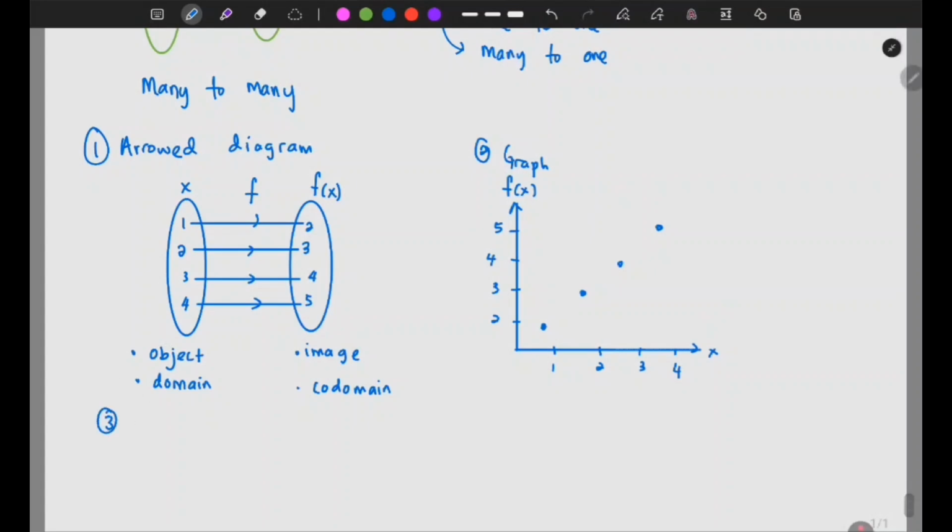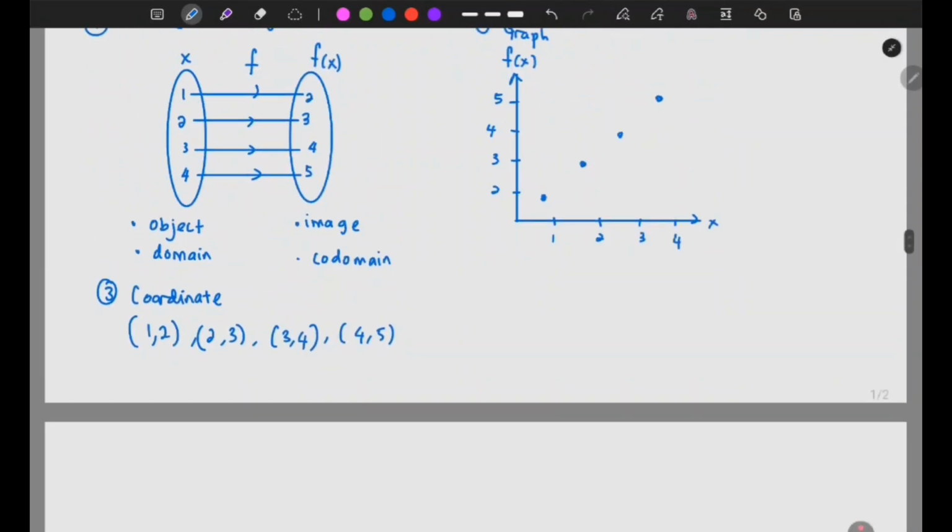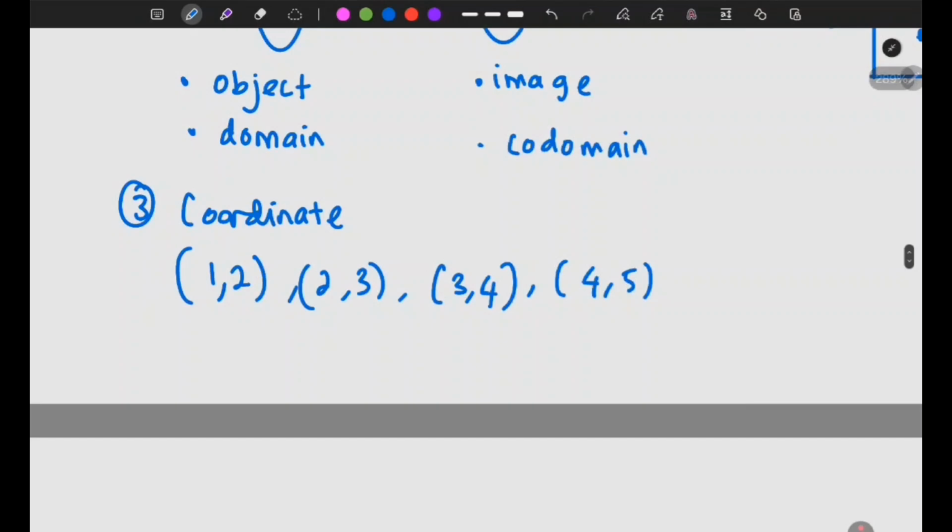Coordinate. For example, 1, 2, 2, 3, 3, 4, 4, 5 are using the same numbers. Okay, so this is the coordinate way that they use to represent. Here will be your x, here will be your fx. Your object first, followed by your image. Okay, that's how they will represent. Like another way that they use to represent a function. So these are the three ways that they represent a function.